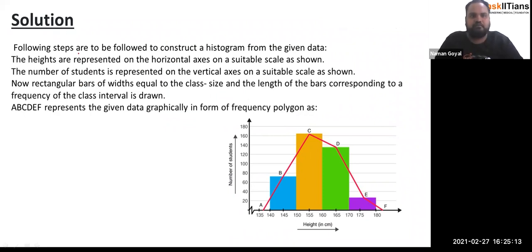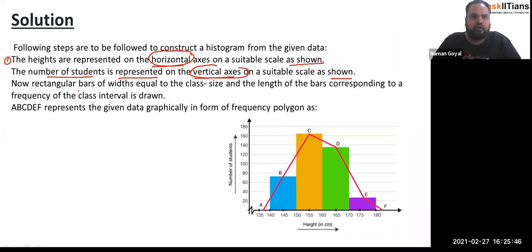The following steps are to be followed to construct a histogram from the given data. First, the heights are represented on the horizontal axis on a suitable scale as shown. The number of students is represented on the vertical axis on a suitable scale as shown. So height in centimeters is represented on the horizontal axis, and number of students is represented on the vertical axis, on a suitable scale as shown.